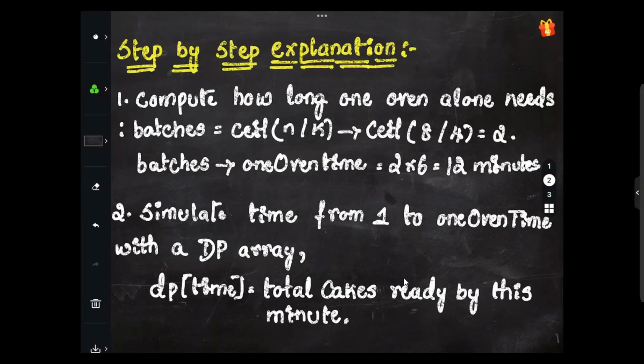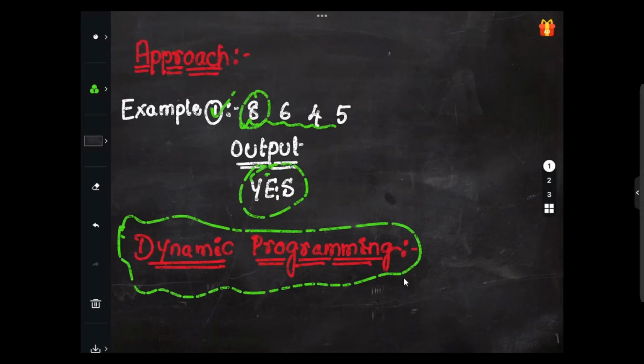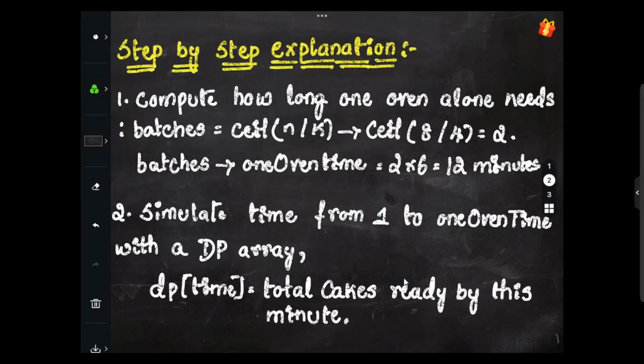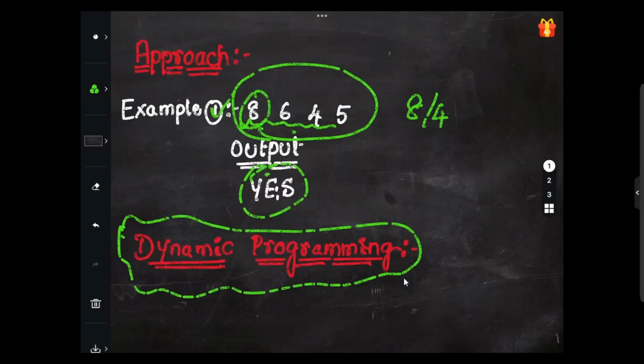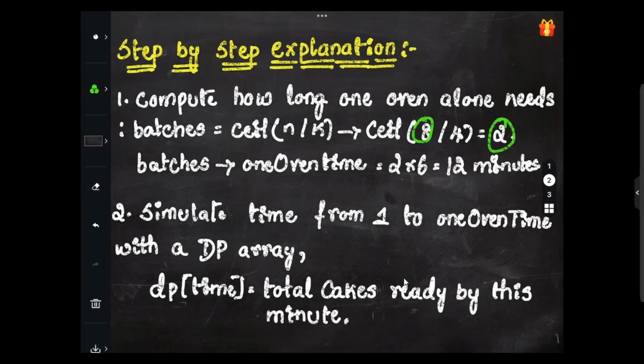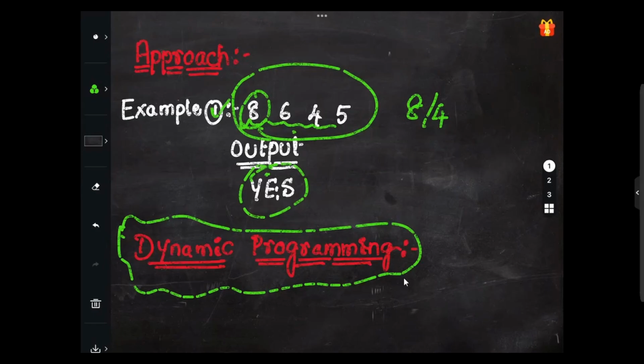First, we have to compute how long one oven alone needs. We will calculate batches equals ceil of n by k, which is ceil of 8 by 4. So we compute how long one oven alone needs: n is 8 and k is 4, so this will be 8 by 4. The output that we got here is 2. So batches is 2, and the one oven time is 2 into 6.